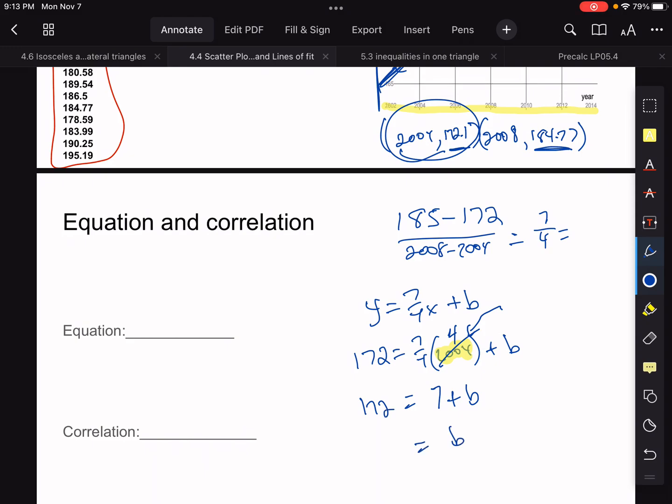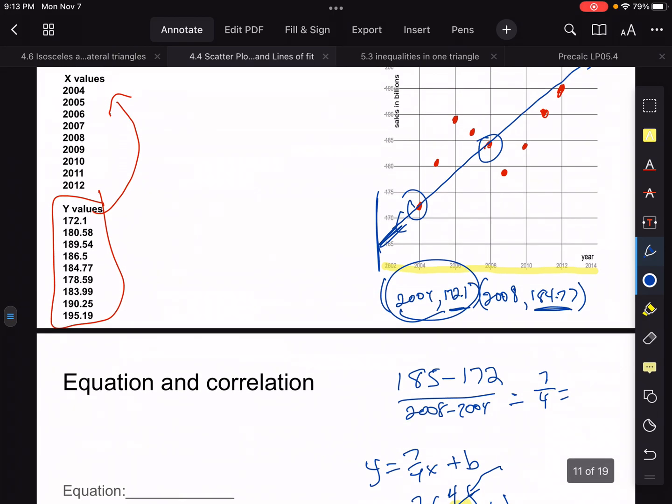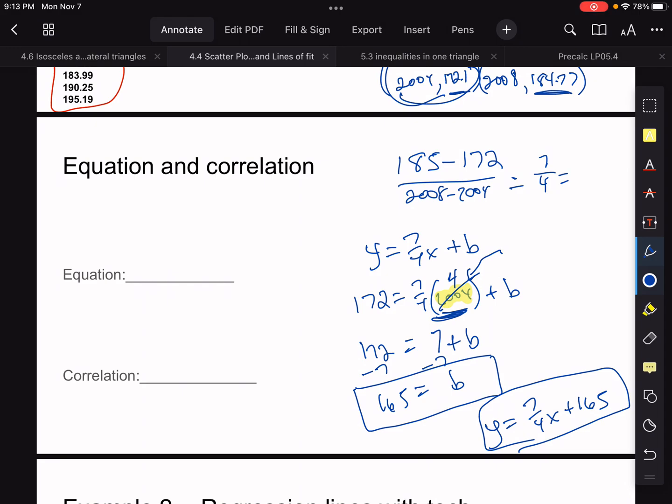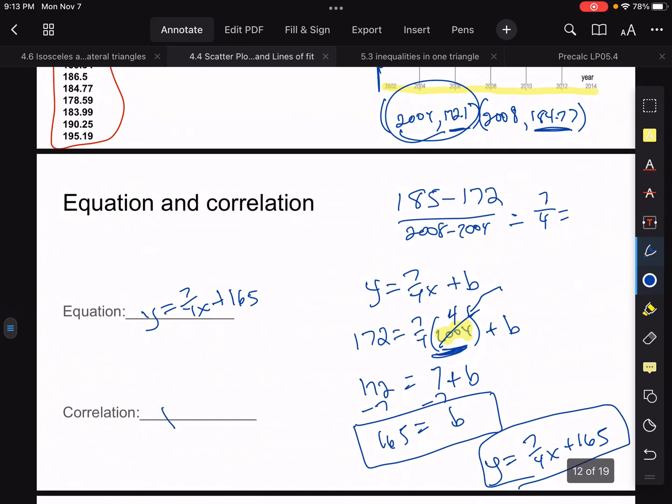So b then would be equal to 172 minus 7. So you subtract 7 from both sides and you get 165. That seems a lot more accurate with our picture there. Okay, so let's go with that. That might happen to you. The years are always the party foul. Just make sure you read the question carefully. This one didn't have the directions laid out, so that's why I did it that way. So sorry about that. But look, our final answer here then would be y equals 7/4 x plus 165. Just plug that guy back in. Okay, so I have y equals 7/4 x plus 165. The correlation here is positive.